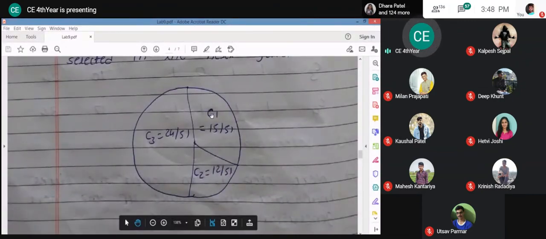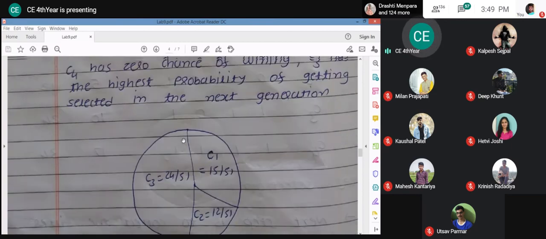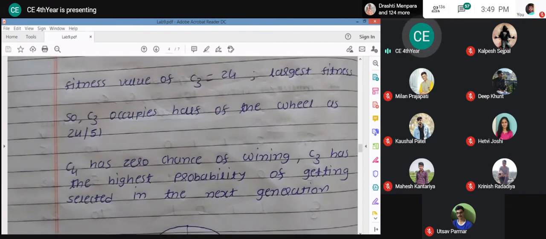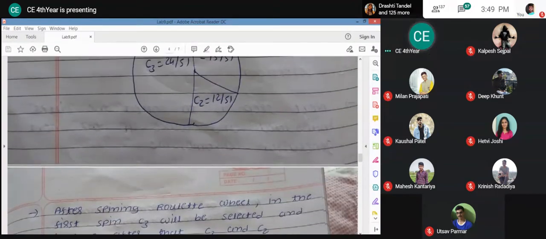Now see C1, C2 and C3. C1 gets 15 divided by 51. Out of 100, C1 occupies this much slice, 15 divided by 51. C2 occupies a 12 divided by 51 slice. And C3 gets 24 divided by 51, so this much slice C3 gets. From this we can say that C3 occupies half of the wheel, meaning the largest fitness share.